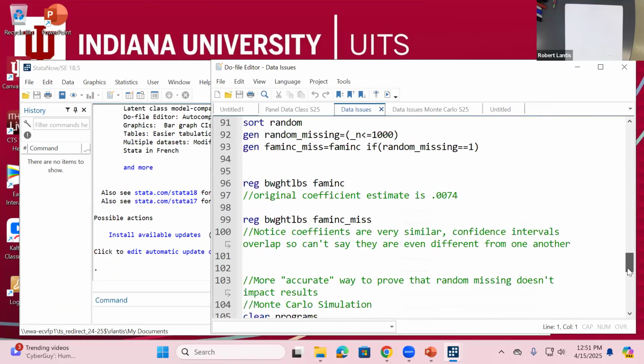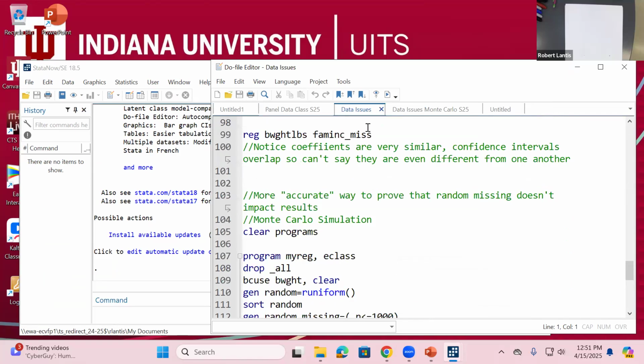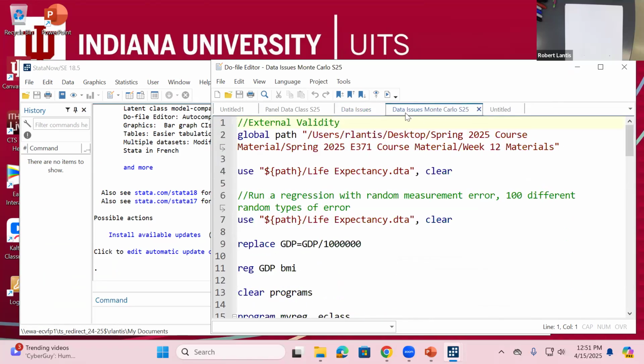We did some of this stuff last class, and I've got some stuff thrown at the end. I'm actually going to use this data issues Monte Carlo S25 file to just review some of the things we talked about. It'll keep using the same example, so we won't be bouncing back and forth between different examples, and I think this will help us. So, looks like here I've got my global set.